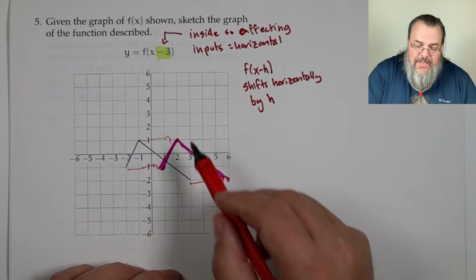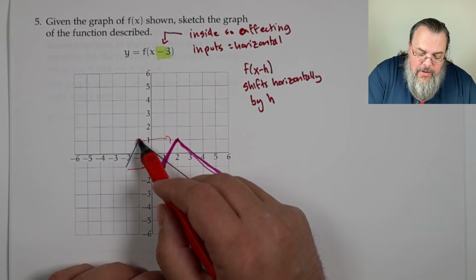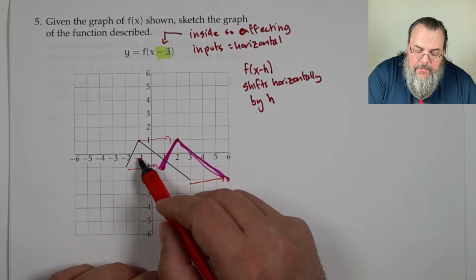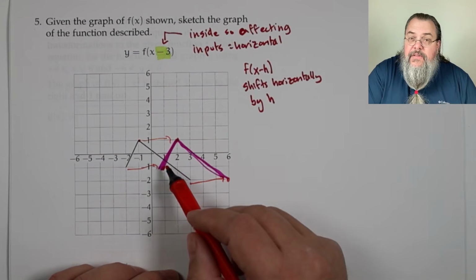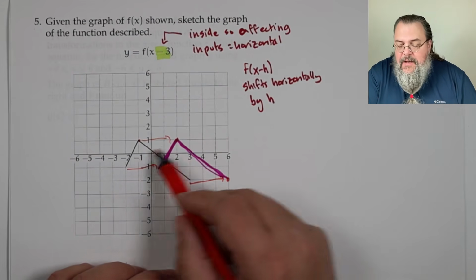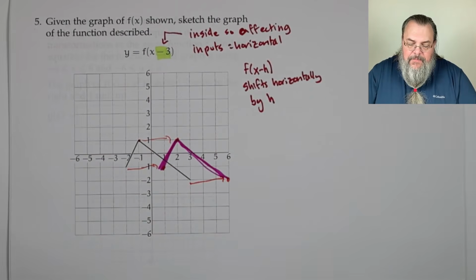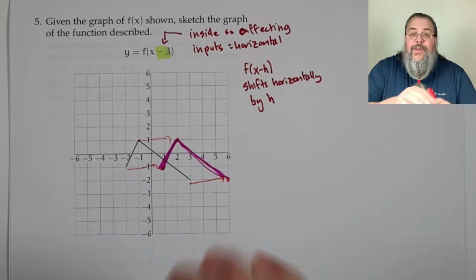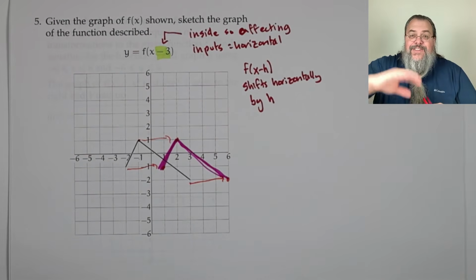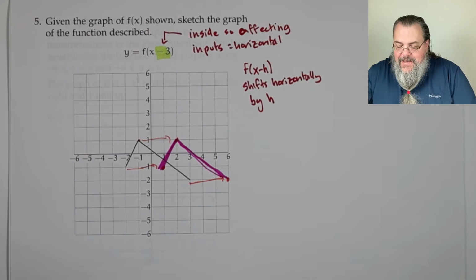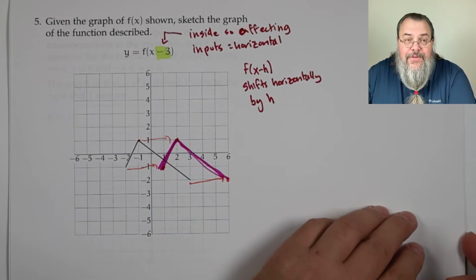So when in doubt, just think about, okay, what do I need to plug in to get negative 1 or to get 0 or whatever it is? And you'll see, oh, I need to be moving up by 3. So that's why there's that sort of difference there. Other than that, it's pretty straightforward. Just remember, on the inside, horizontal. On the outside, vertical. And then it's not so hard to reason from there.